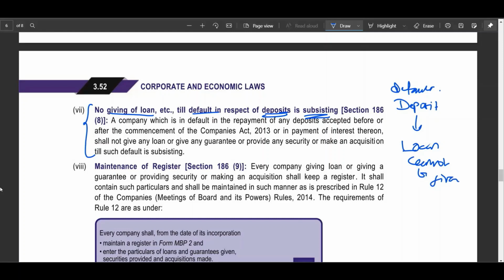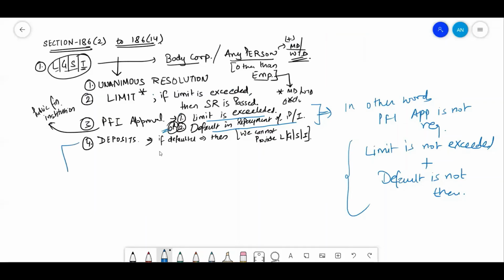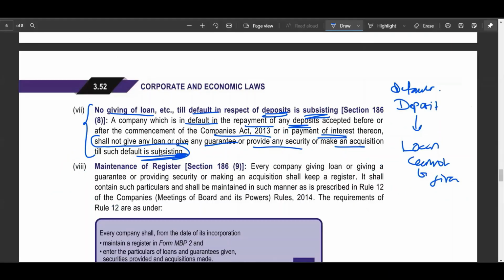All right, a company which is in default in the repayment of any deposits accepted before or after the commencement of Companies Act 2013 or in payment of interest, the company shall not give any loan or guarantee or security or make an acquisition till the default is subsisting. First, you will have to make good the default. हमने यहाँ पे ये वाली बात भी पढ़ी थी. Deposits, if defaulted, then we cannot provide loans, guarantees, securities, and interest. All right. First, we will have to make good default. Then only we can pursue giving loans, guarantees, securities, or make an investment.